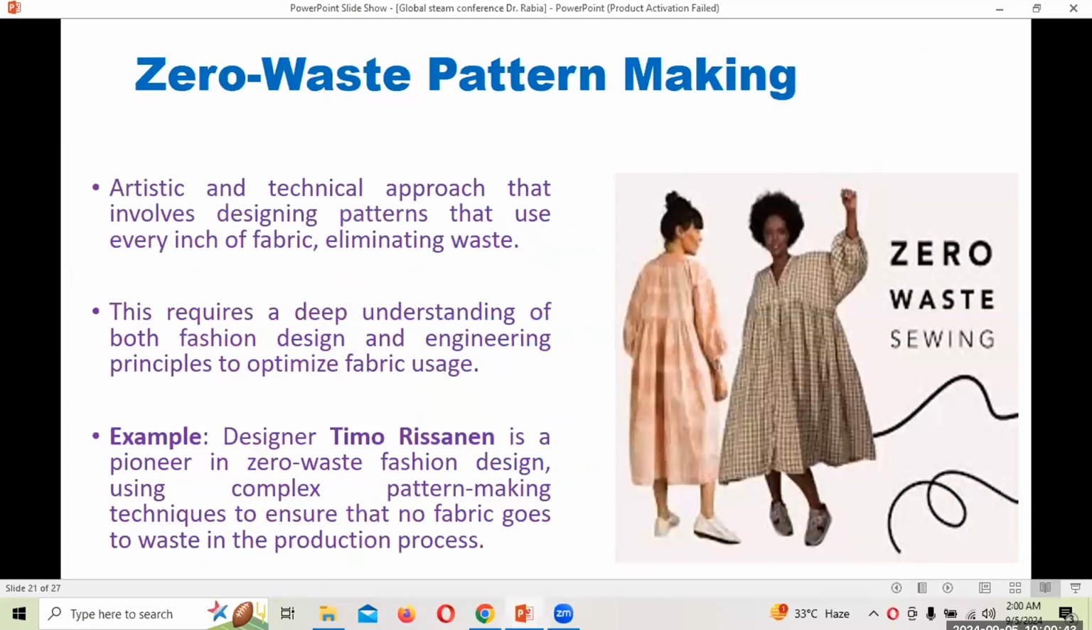Also, zero waste pattern making, like digital fabrication and CAD design. With the help of CAD design, we can stitch our patterns without any wastage. And there are now many software tools which help us in zero waste pattern making.